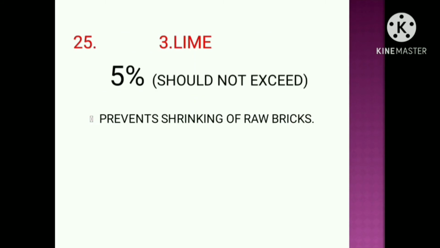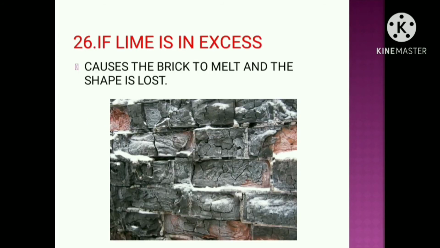Next is lime. Lime should not exceed 5%. The main function of lime is to prevent shrinking of raw bricks, and if lime is in excess, it causes the brick to melt and the shape is lost. It can be seen clearly in this picture. The shape of the brick is lost.